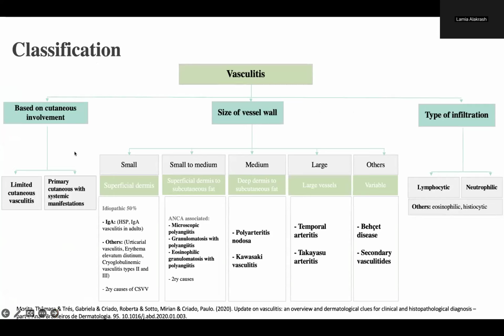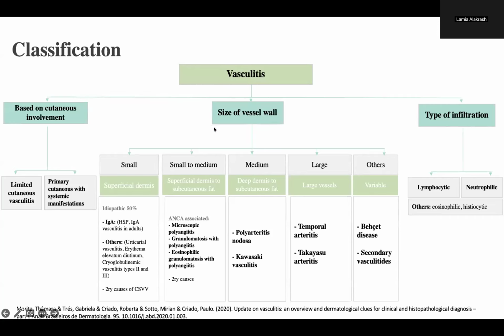When we want to classify vasculitis, it is difficult, and we have a lot of ways to classify it. However, the most common way to classify them is based on the size of the vessel wall, and also the risk for organ involvement beyond the skin increases with the size of the involved blood vessel. What do we mean? It means the larger the blood vessels involved, the higher the risk for systemic involvement. So the size of the involved vessel usually will determine the cutaneous manifestation.